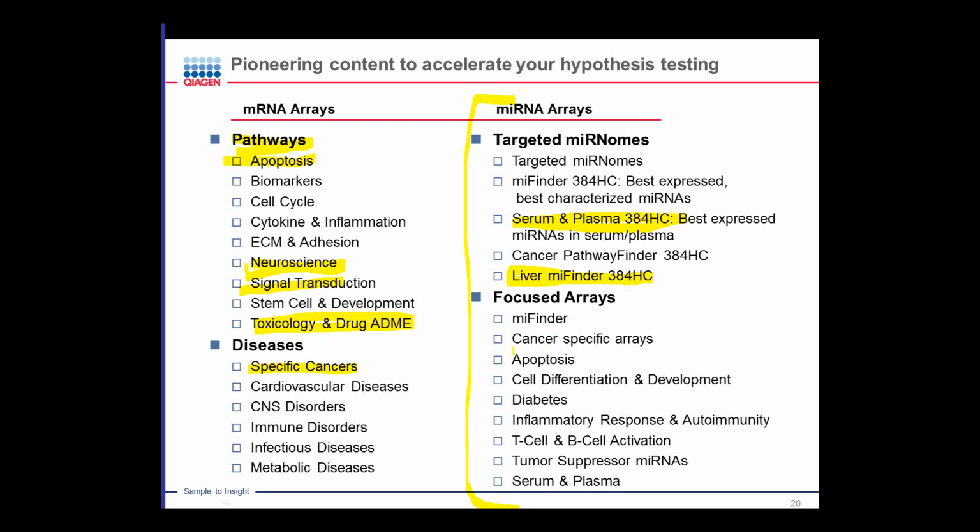There are focused arrays. The numbers are smaller because less is known about microRNA function, but there are cancer-specific arrays and then pathway-specific arrays. When we go to long non-coding RNAs, while we have the entire long non-coding RNA genome of human, mouse, and rat available, there's much less known about their functions, so there's a lot less focus there. But we do have a few arrays, for example, a cancer-focused panel.